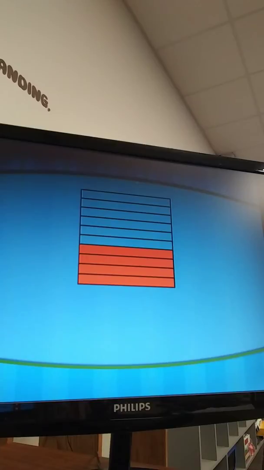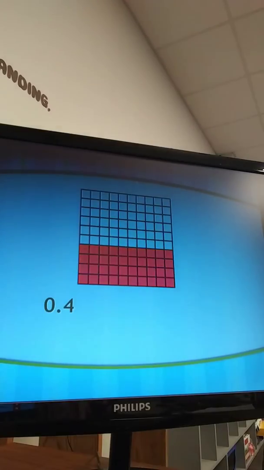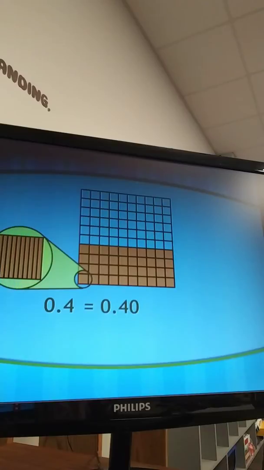In this representation, we see 4 that are shaded out of 10, 4/10, 0.4. Now we have divided our chart into 100, and 40 hundredths is the same as 4/10. Then taking one little piece and dividing it into another representation, we see that 400 thousandths is the same as 4/10.